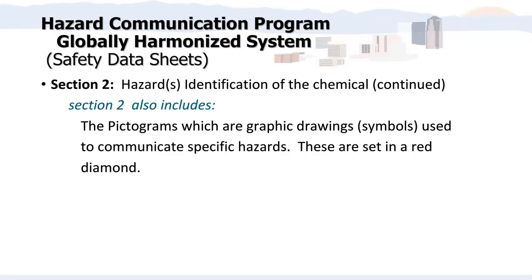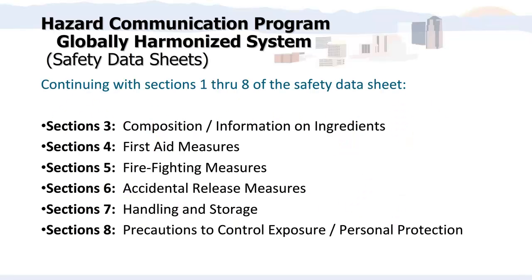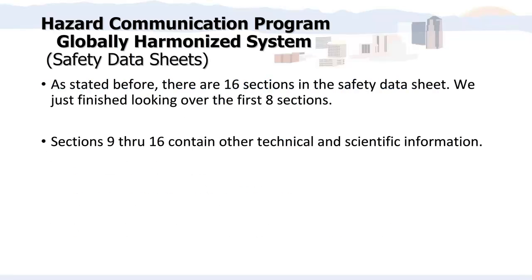Next we will show what the pictograms look like. The pictograms will always look the same and are easy to understand. Sections 3 through 8 contain the remaining general information about the chemical. As stated before, there are 16 sections in the safety data sheet. We just finished looking over the first 8 sections.